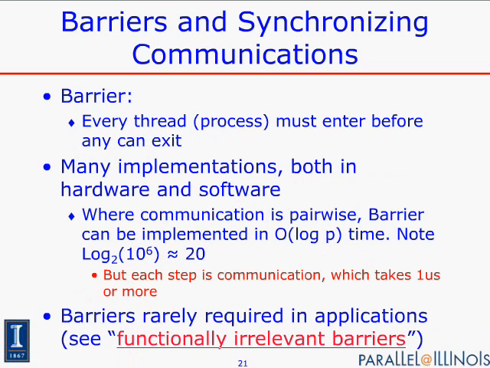There are some fairly straightforward algorithms that take log p time. So if you have p processes or p threads that you need to agree on a barrier, you can do that in log p time. Of course, note that if you've got 1 million cores, log base 2 of 10 to the 6 is already 20, and a communication step can take a microsecond or more. That's one of the reasons why I said that the barriers are already that expensive.